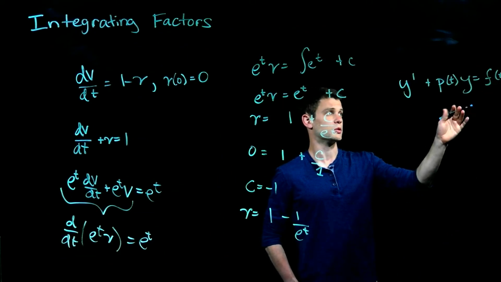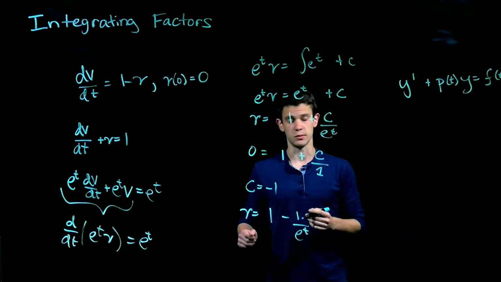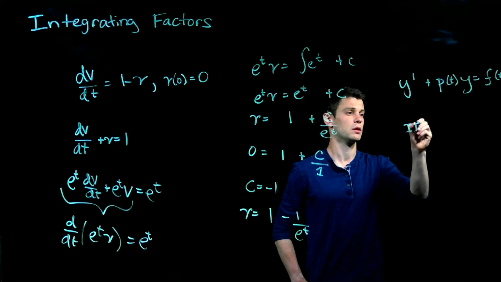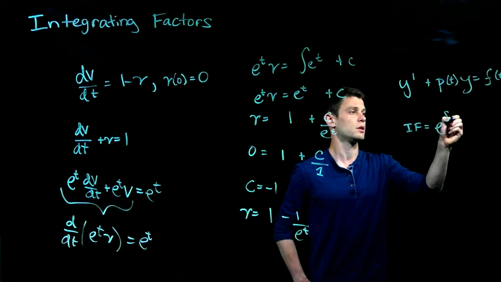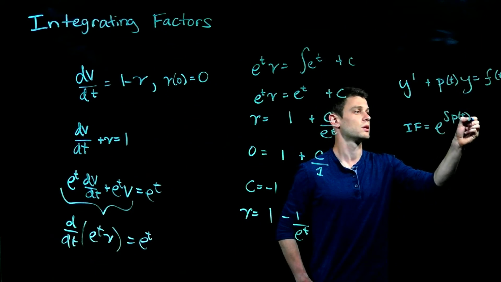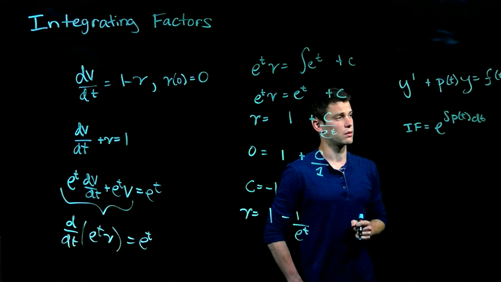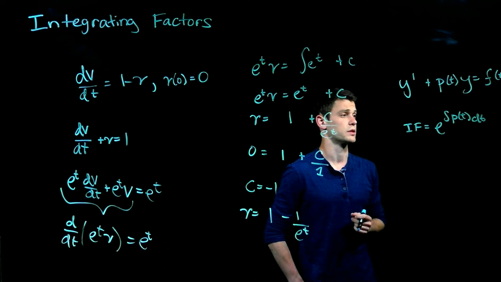And for these problems, it turns out that rather than multiplying through by e to the t as we did before, we just multiply through by the integrating factor, which has the form e to the integral of p of t dt. Great. And in our next couple of videos, we're going to talk about the derivation and the use of this sort of term.